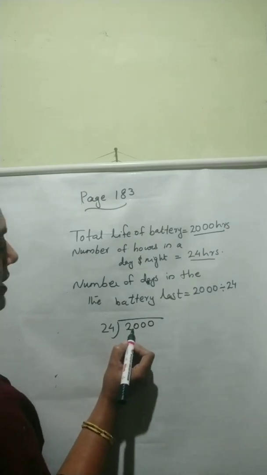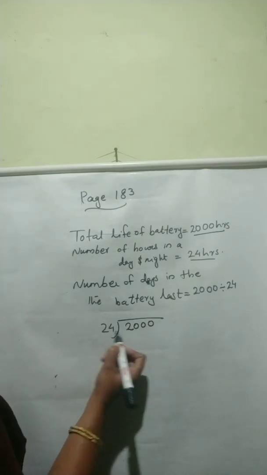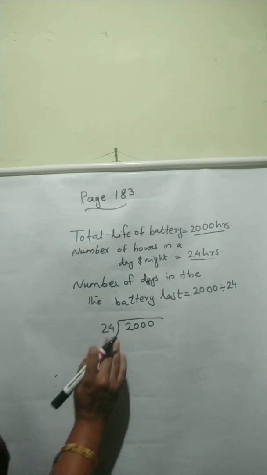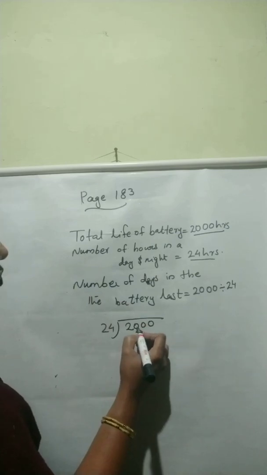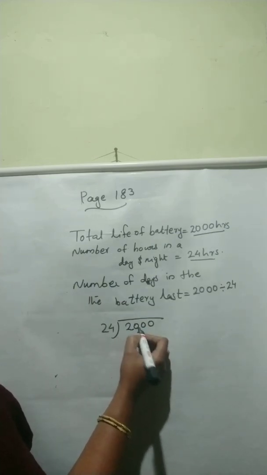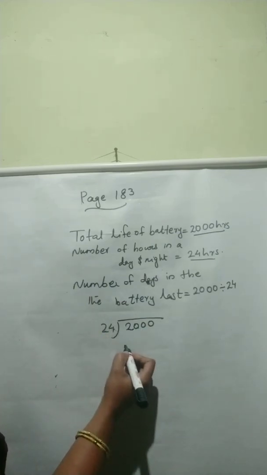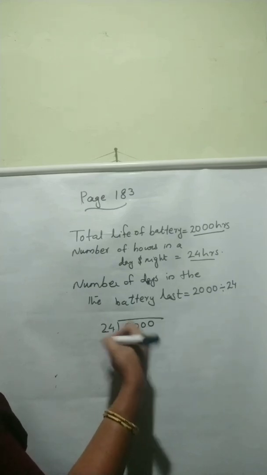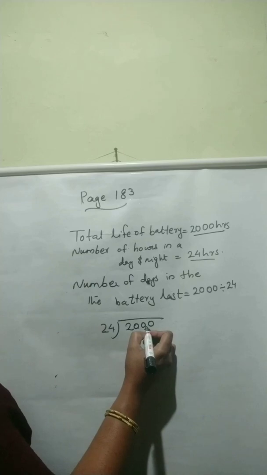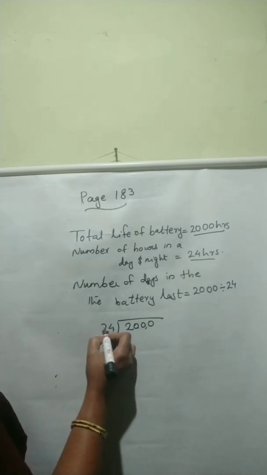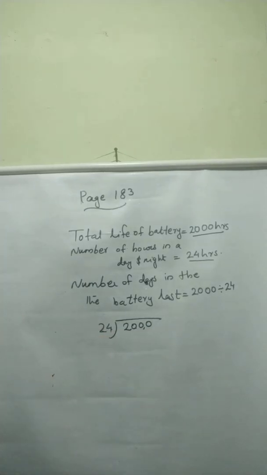So first we consider this 2. 2 is smaller than 24, so it's not possible to divide 2 by 24. So we consider 20. 20 is also smaller than 24, so we have to consider the next digit. That is also 0, so that is 200. So how many 24s will be there in 200?